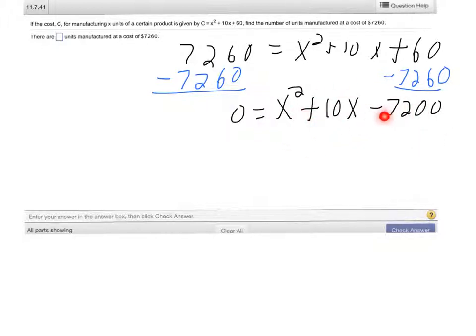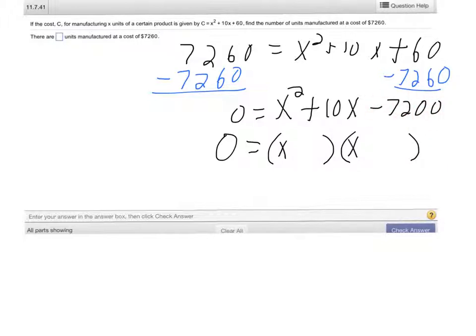I mean, there's different options available. This section, they probably want you to factor this. You'll learn some other techniques a little bit later. And so I guess you're looking at it and you're thinking, how do I factor with x squared plus 10x minus 7,200?